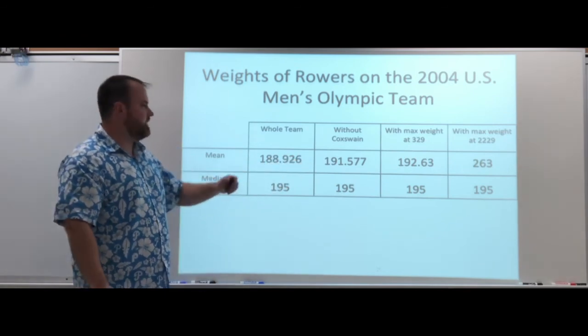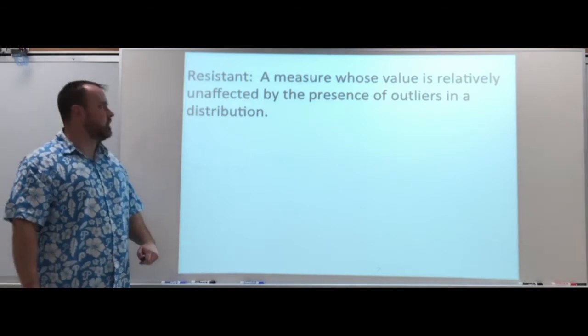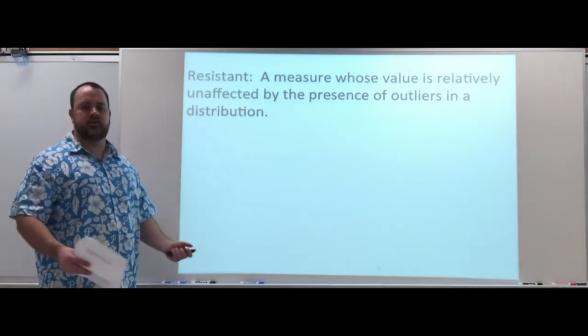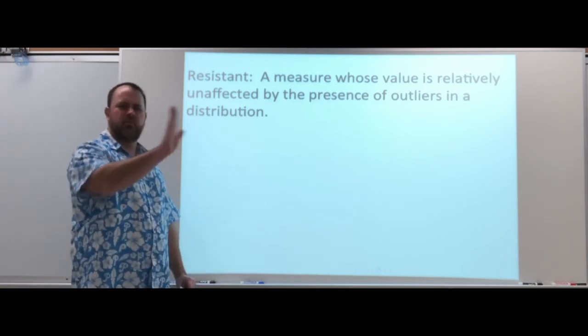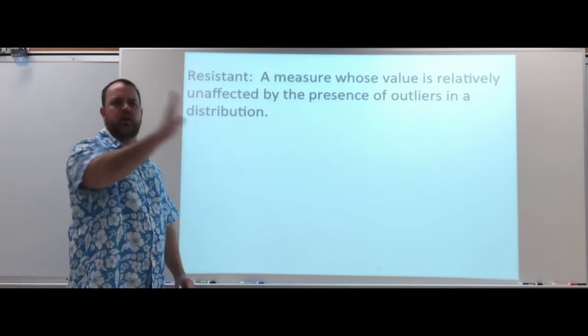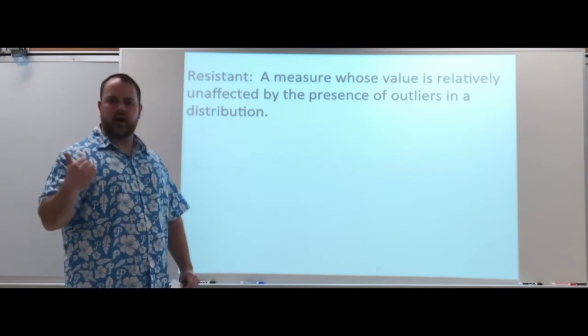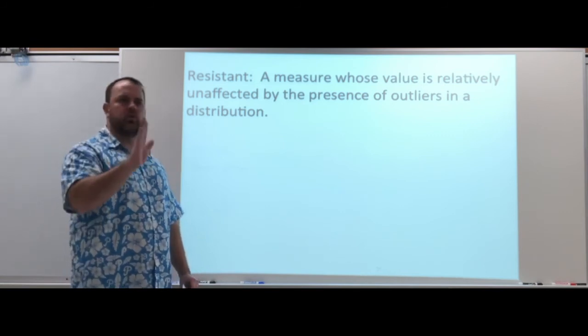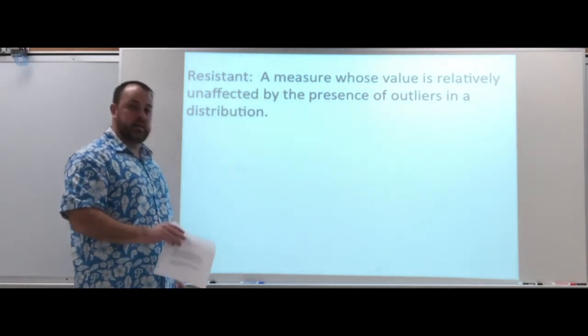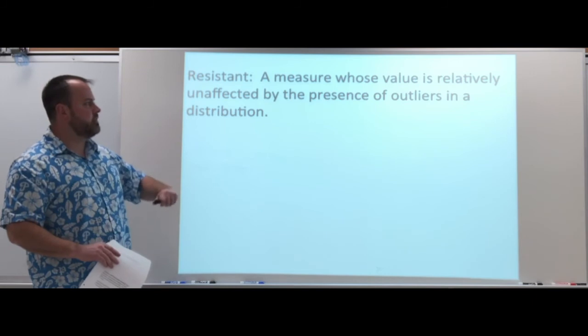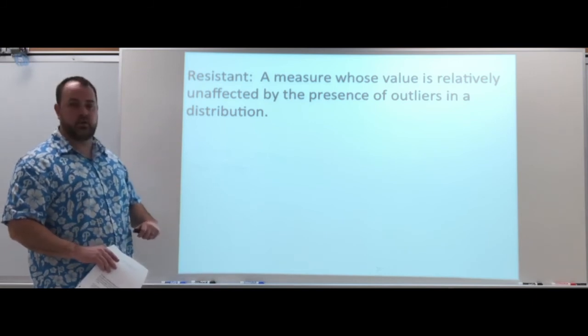This means that the median is resistant: a measure whose value is relatively unaffected by the presence of outliers in a distribution. It says relatively unaffected because it might move a little bit. It might move one position to the right or one position to the left if an outlier is taken away or added, but it's not going to adjust too much. The mean is being adjusted a good amount.